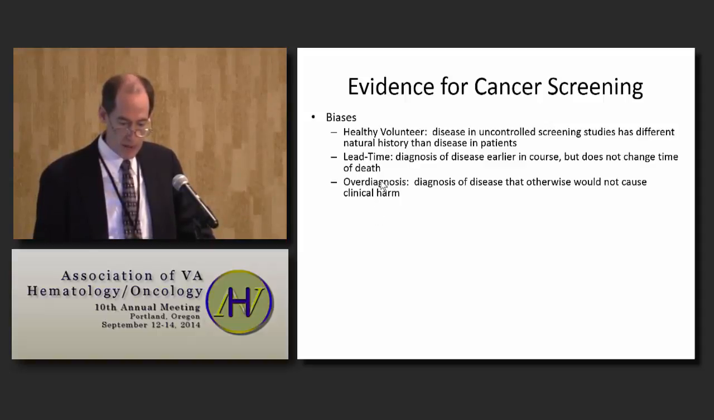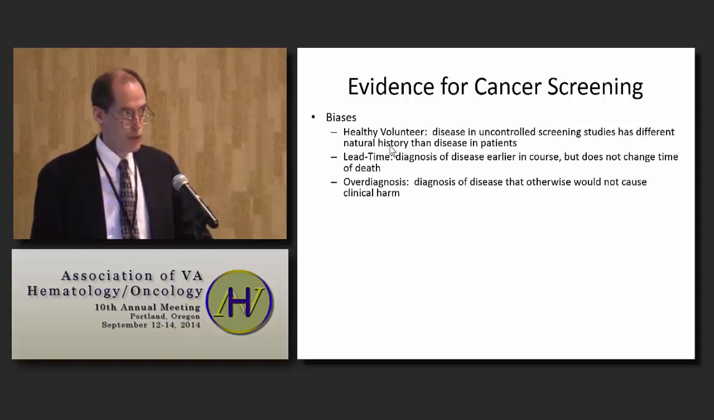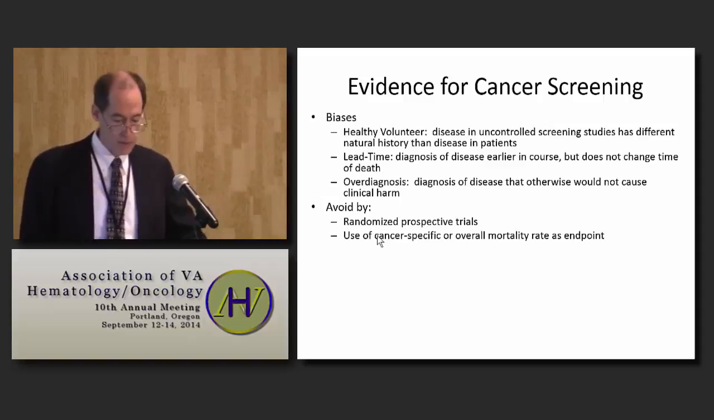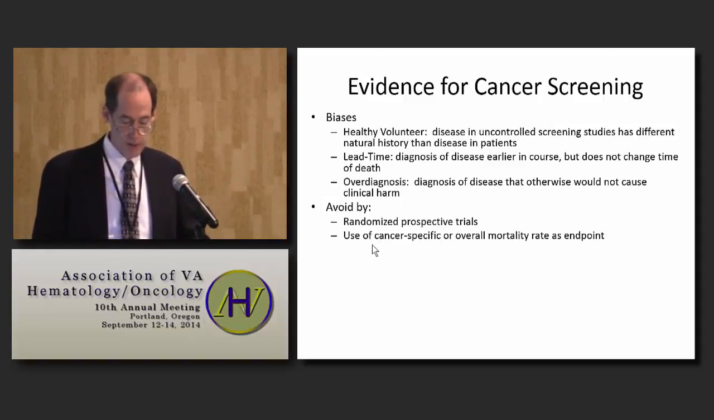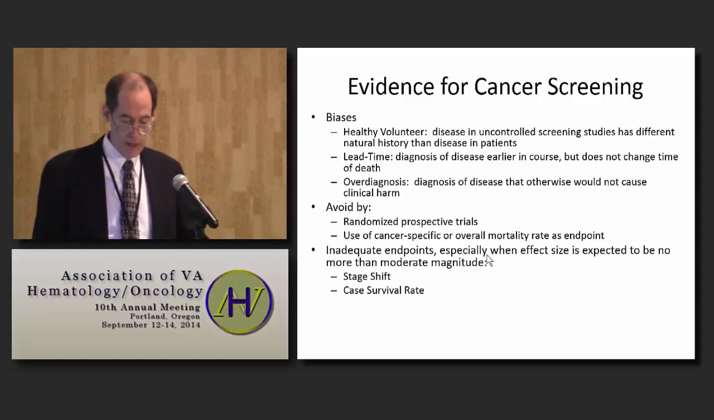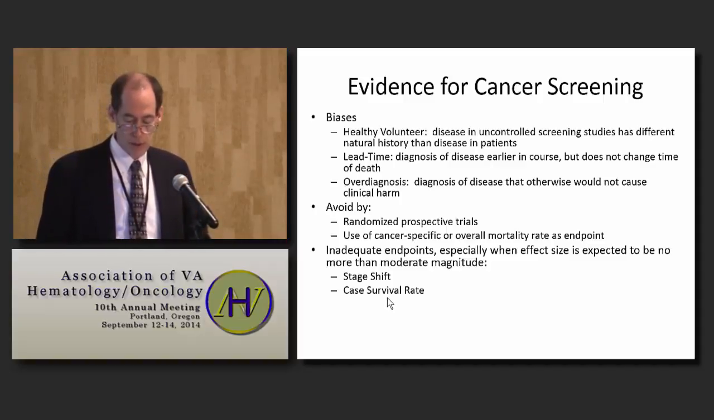So we talked about some of the biases, lead time bias and overdiagnosis bias. There's also healthy volunteer bias: people who volunteer in uncontrolled, single-arm studies have disease with a different natural history than disease in patients who present with symptoms. You avoid those by doing well-designed prospective randomized controlled trials, and you use cancer-specific or overall mortality rate as the endpoint. Some other endpoints should be considered inadequate for high-level decisions. That is looking at stage shift, so do you have an earlier stage at diagnosis, which is necessary but not sufficient, and also looking at case survival rates is necessary but not sufficient to show that there's improvement in outcomes for cancer screening.